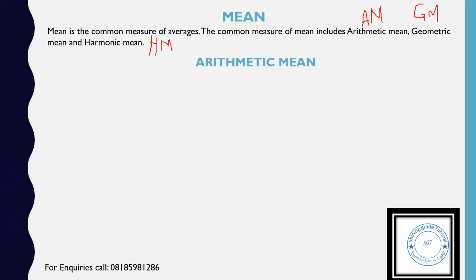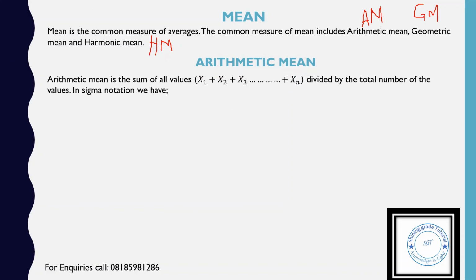So for arithmetic mean, we have the sum of all values from x1 to xn divided by the total number of values. In our sigma notation, we can have our mean as summation x over n, especially for data without frequency. Data without frequency, we can simply sum all values of x and divide by the number of observations. That will give us our arithmetic mean.